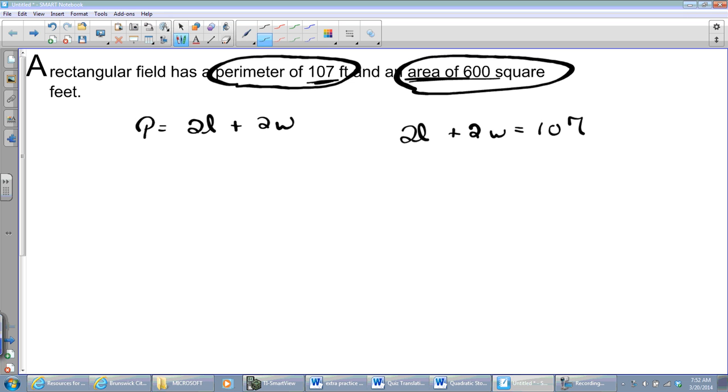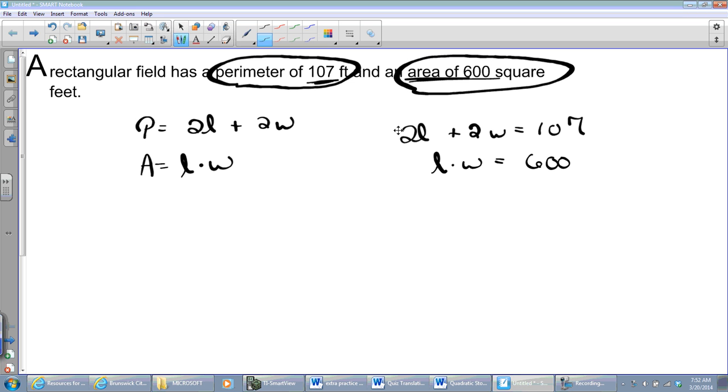Now area. How do I get the area of a rectangle? Well, area is the base times the height, or the length times the width. Since I'm already using length and width in this problem, I will continue to use length and width. Length times width. So my second equation is length times width equals 600. Now, I have a system here, right?